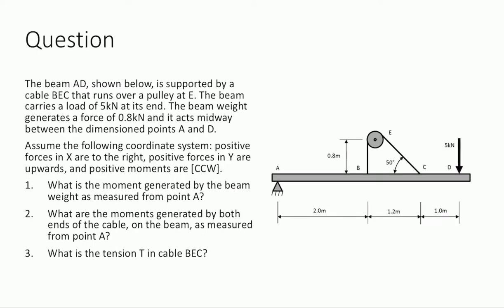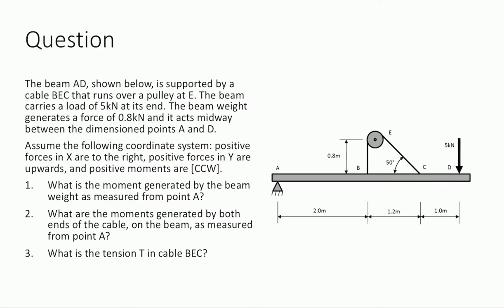solution. The question we're going over today is the beam AD shown below. It's supported by a cable BEC that runs over a pulley at E. The beam carries a load of 5 kilonewtons at its end. The beam weight generates a force of 0.8 kilonewtons and it acts midway between the dimension points A and D. Assume the following coordinate system. Positive forces in X are to the right. Positive forces in Y are upwards and positive moments are counterclockwise.